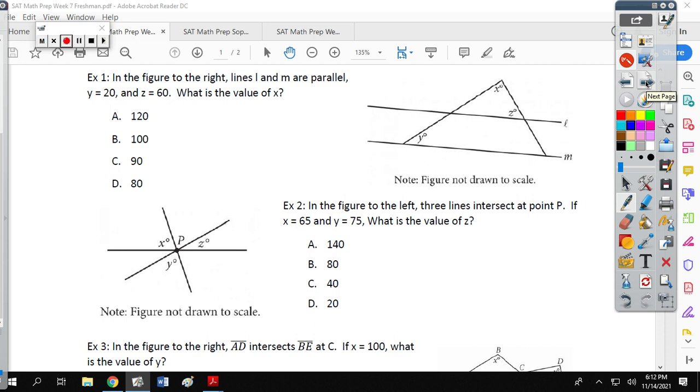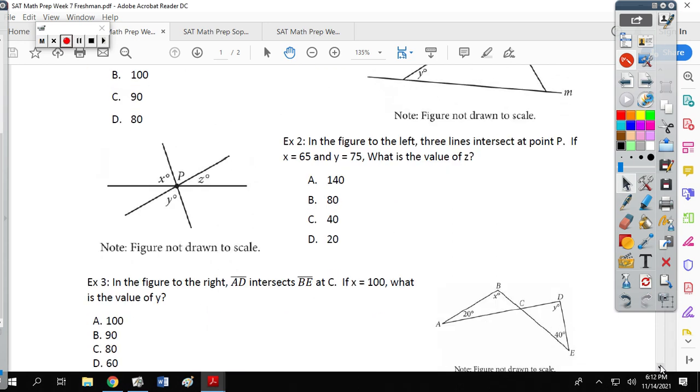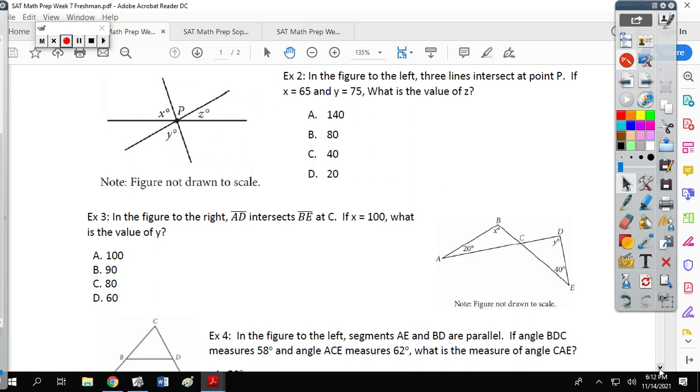Okay, on example 2. In the figure to the left, three lines intersect at point P. If X equals 65 and Y equals 75, what is the value of Z?